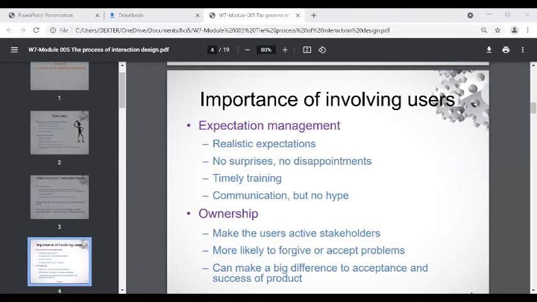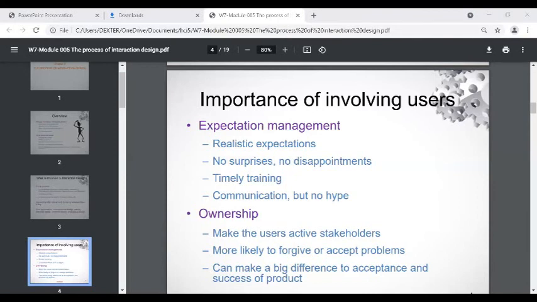It is better to exceed user expectations than to fall below them. This does not mean adding more features, but that the product supports the user goals more effectively than they expect. So involving users throughout development helps with expectation management because they can see from an early stage what the product's capabilities are.